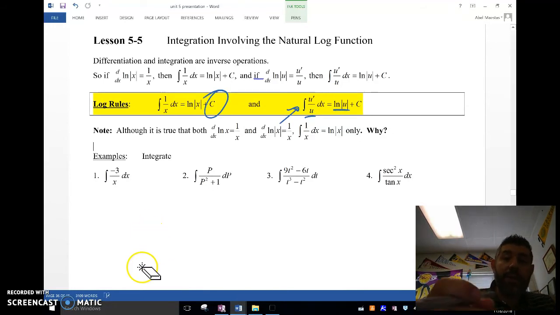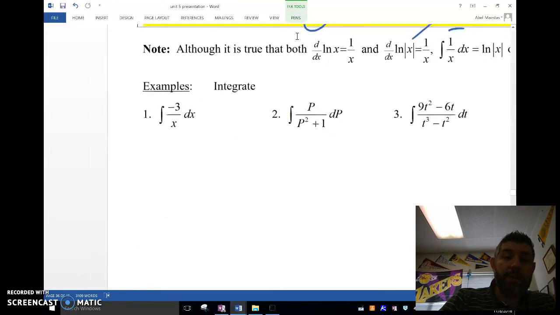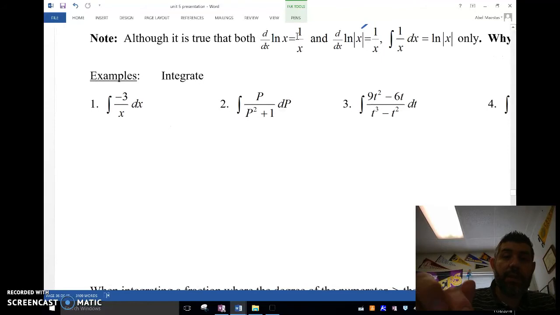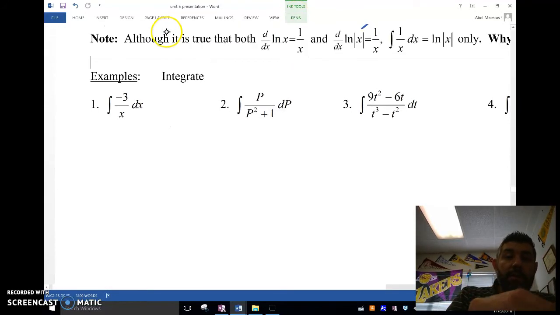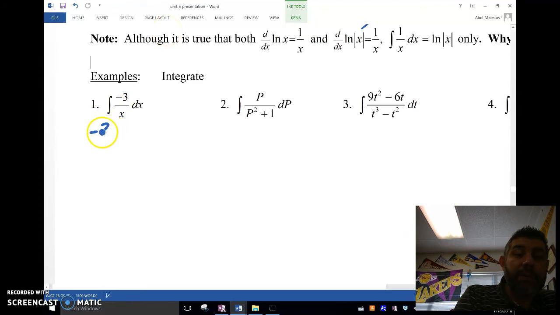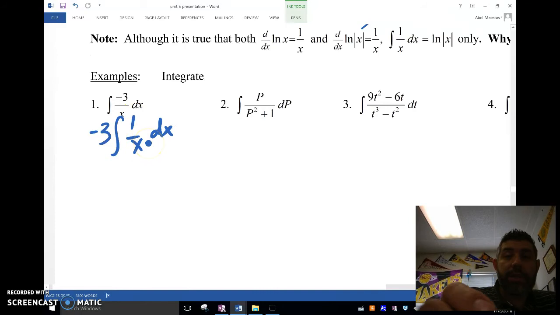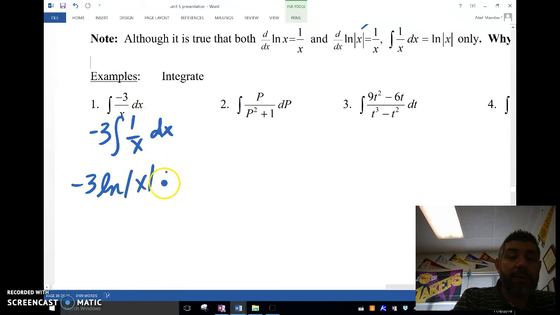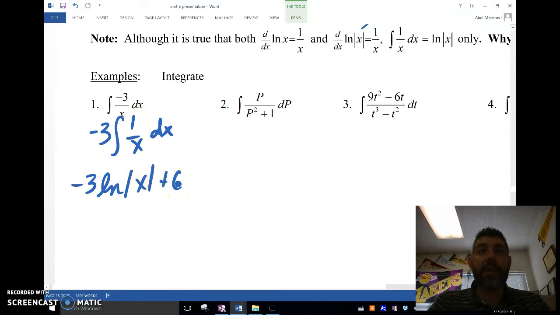Let's take a look at a few examples here that I have. I'm going to zoom in here. Take a look at each of these. All right, so the first one here is -3 over x. Well, this -3 can come outside of my integration, and then I can just integrate the inside, which is ln absolute value of x plus c. Don't forget the c.